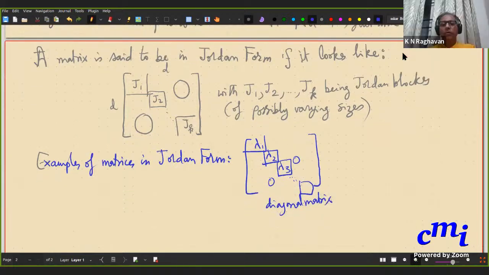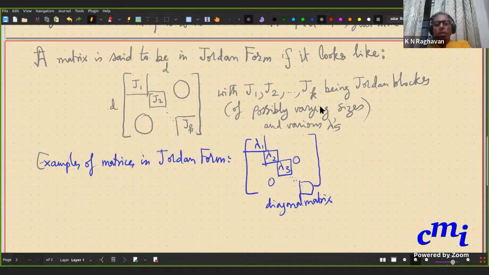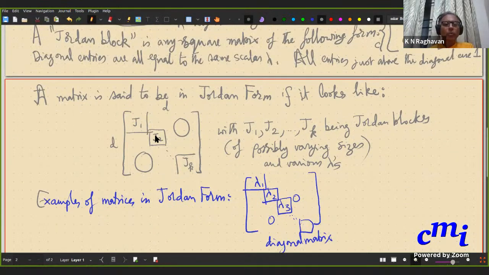Okay, and also here, and various lambda. So there the lambdas could be different. The lambda for this block, lambda meaning the diagonal entry for this block, could be different from the diagonal entry for this block. They could be the same, no problem. And their sizes could also vary. Here, they are all of size 1 cross 1.